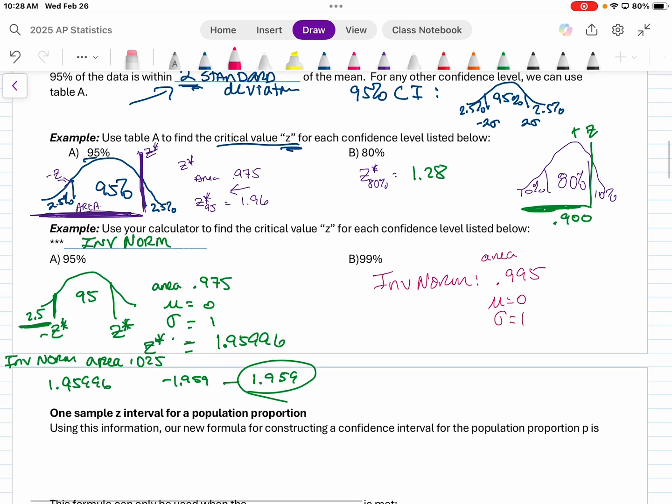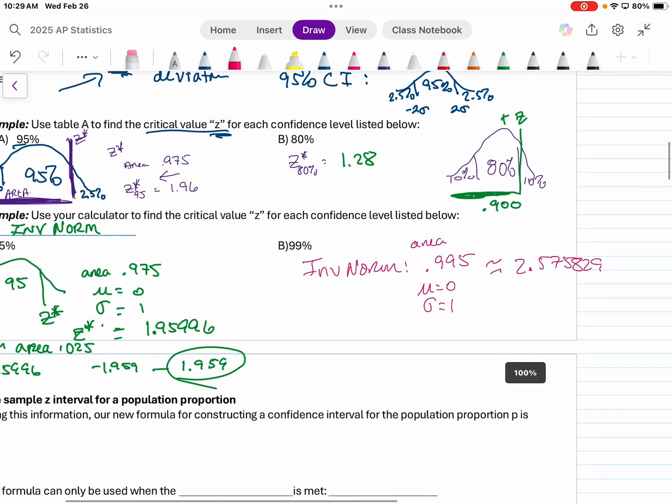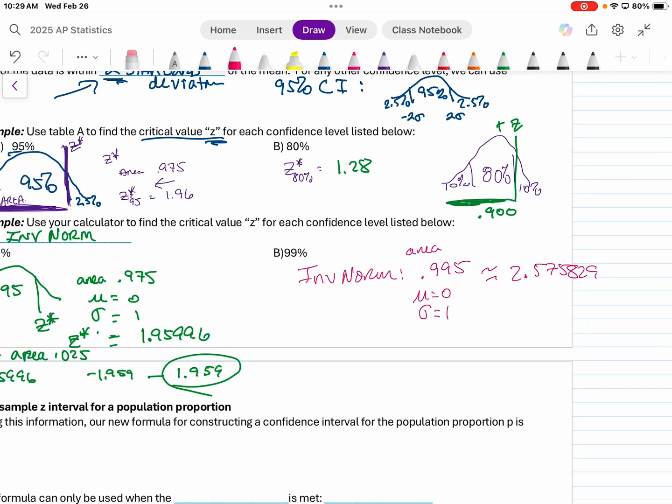Remember, when we do a free response, we have to indicate how we got that number. So either write down table A and you memorize the number, or you type in this code for the inverse norm. You should get something like 2.575829. Is that what it says? Okay.